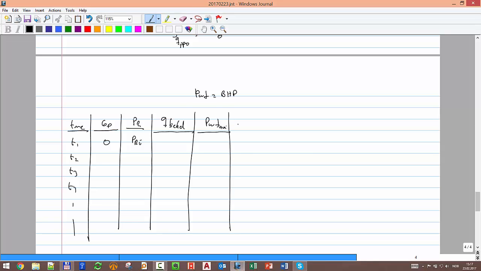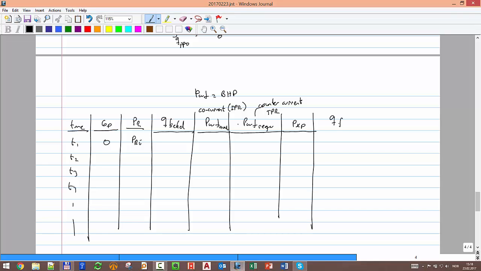So here you have P available, which will be calculated co-current with IPR. Then you have PWF required, calculated counter current with TPR. What else do you have? P separator, of course, and at the end the final rate of the field. This will be the open choke, the Q that I'm actually going to produce. And up here I have the plateau, a desired number.